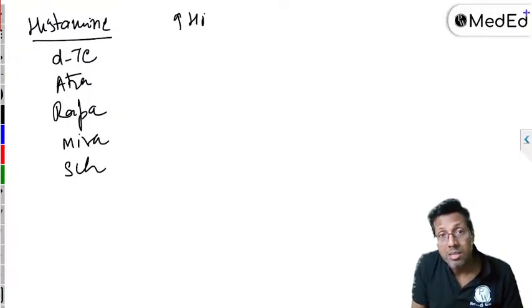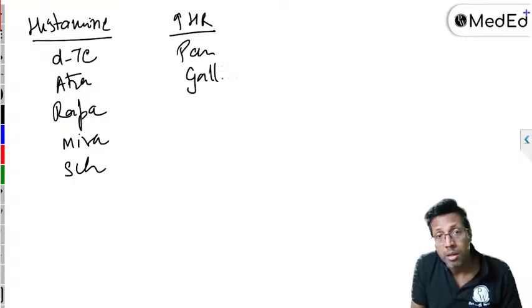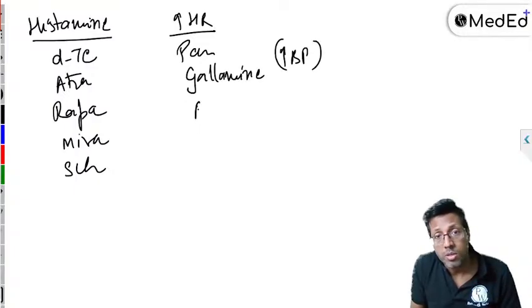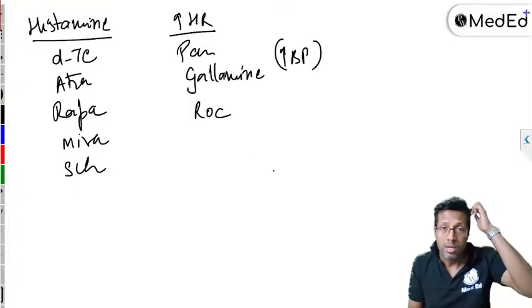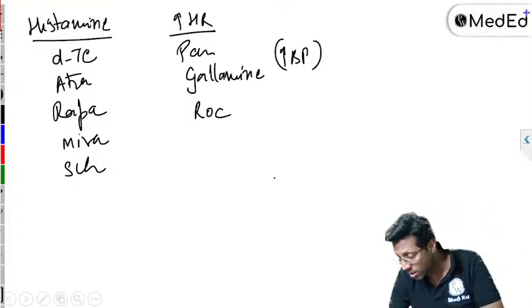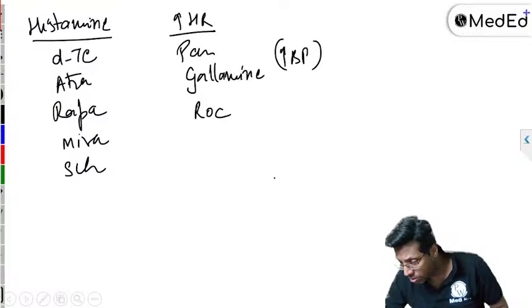Drugs that are going to increase the heart rate: pancuronium and gallamine, the old drug, which not only increase the heart rate, they also increase the blood pressure. And the heart rate is also increased by rocuronium. Rocuronium is vagolytic. So these are the drugs which are increasing the heart rate and histamine release. Hopefully this point is also clear, Dr. Devaki.